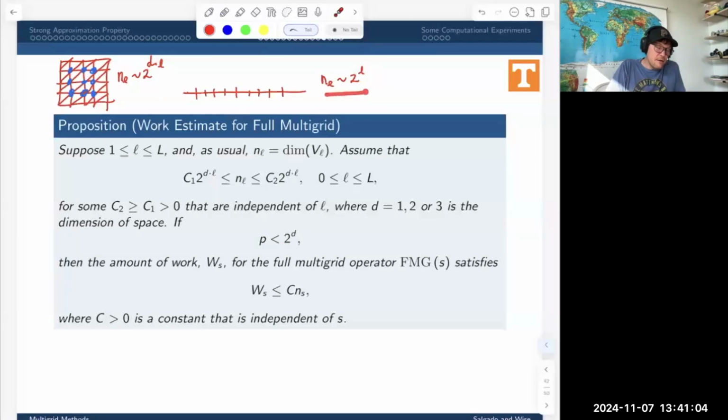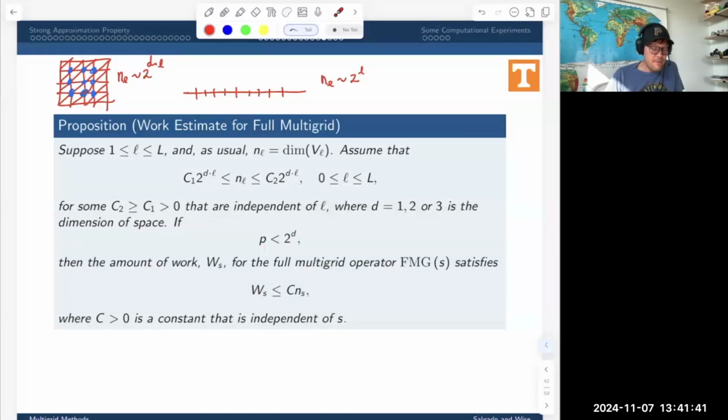Kind of easy to show here for these simple mesh cases. But if you get a more complicated mesh, then this becomes a mesh assumption. It's a reasonable assumption at that. Here D is the dimension, of course. Now let's suppose that P, this is a technical assumption, P is less than 2 to the D power. So that means if we're in 1 dimension, then P should be less than 2.